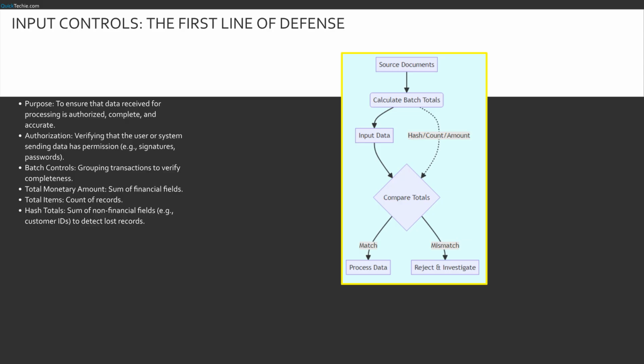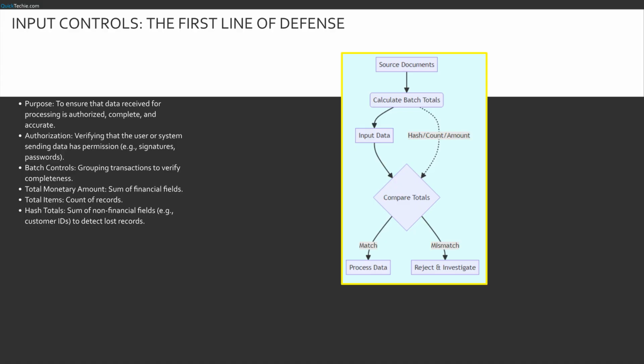The most critical controls are often input controls, because garbage in means garbage out. If we stop bad data at the door, we save resources later. We rely heavily on authorization ensuring the source of the data is valid. For bulk data, we use batch controls. Imagine processing a stack of invoices. We calculate control totals before entry. The total monetary amount checks the financial value. The total items count checks for missing documents.